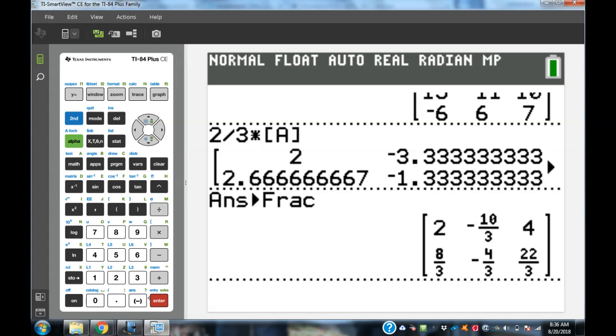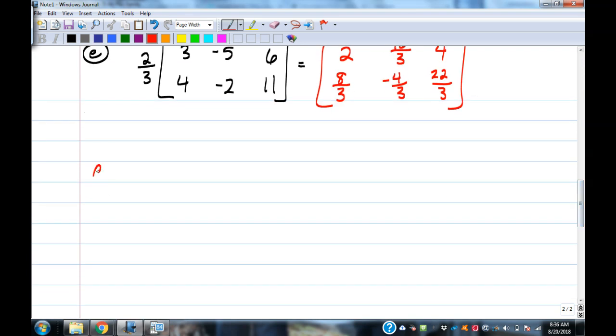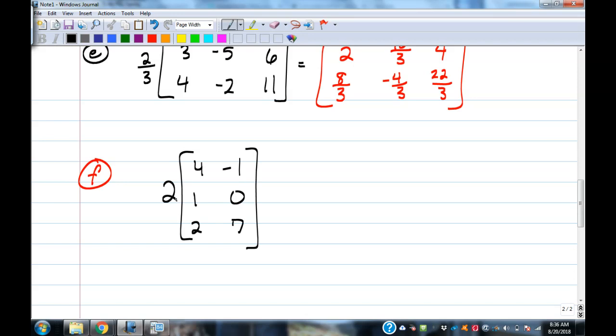All right, now let's combine that with what we just talked about with examples A, B, and C. Let's say we had this matrix 4, negative 1, 1, 0, 2, 7 with a 2 out in front, plus 8, 3, negative 9, 5, 3, 20.